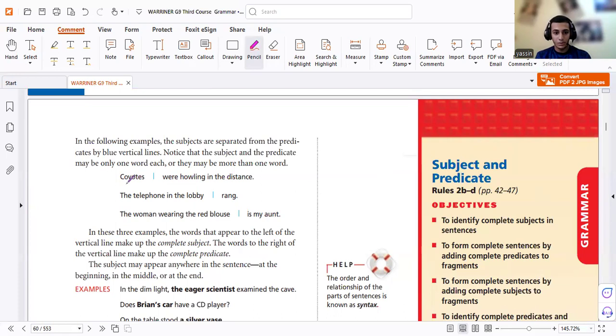With the subject and were howling the verb, and then complements to complete the meaning. You catch it? Yeah. Exactly, that is the point. Now let's see the next.